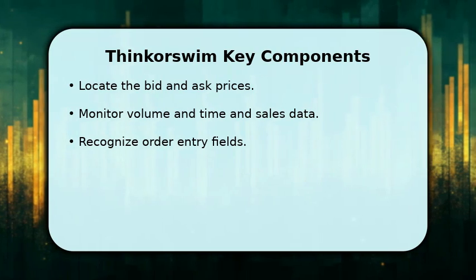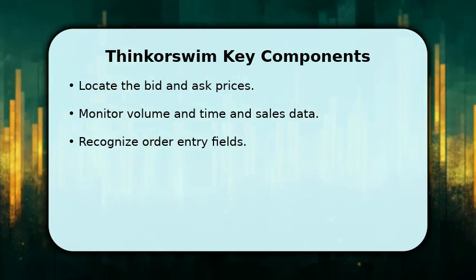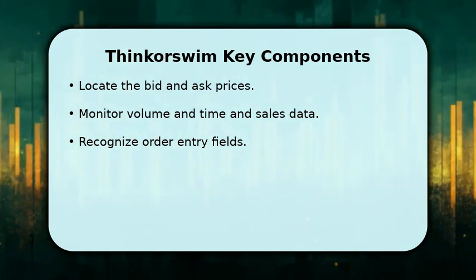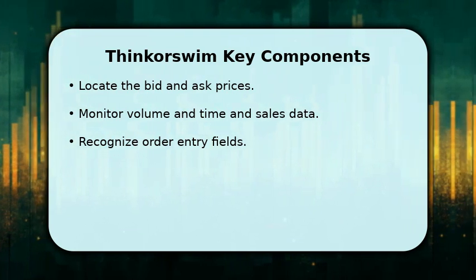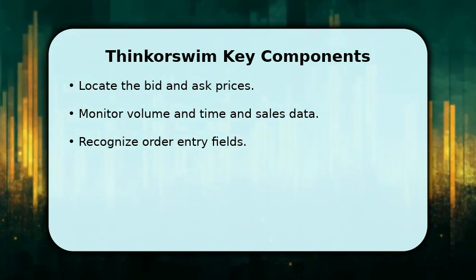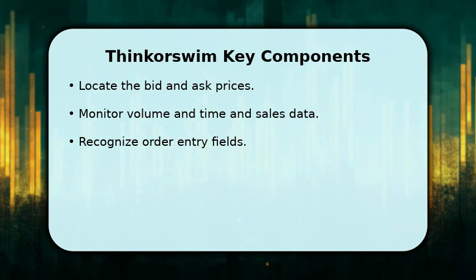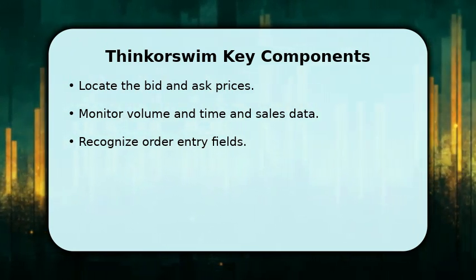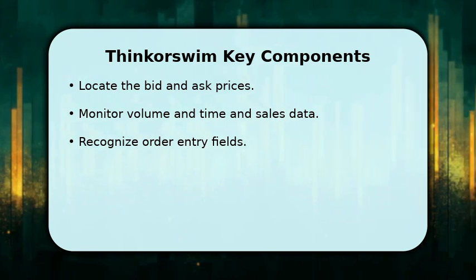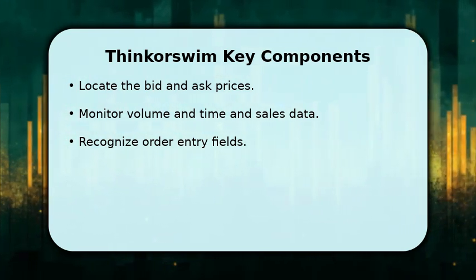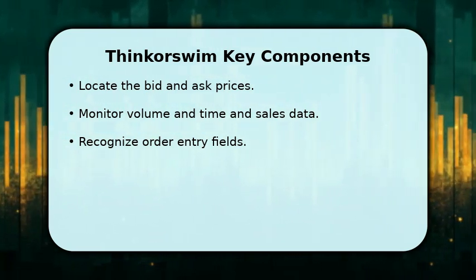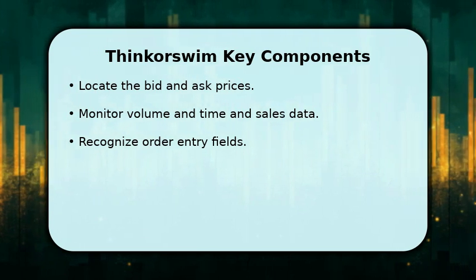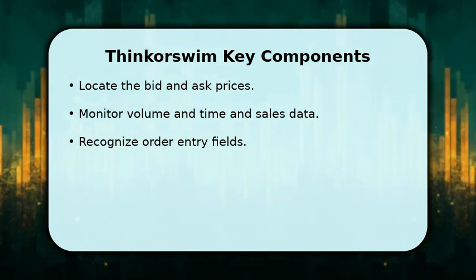The Active Trader displays crucial components like the bid and ask prices, showing the highest price buyers are willing to pay and the lowest price sellers are willing to accept. Pay close attention to the volume and time and sales data, which reveal the size and frequency of trades. The order entry fields allow for rapid placement of market, limit, and stop orders, essential for active trading strategies.